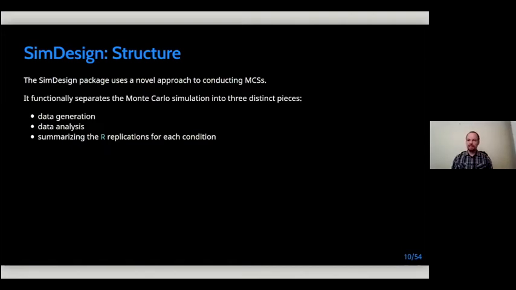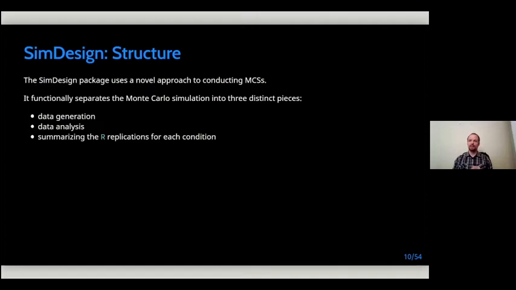So the SimDesign package itself, I want to talk a little bit about the structure so we can get a sense for where we're going. This package uses a novel approach to conducting Monte Carlo simulations that I hadn't seen in other packages. The design philosophy is to functionally separate the whole simulation into 3 distinct pieces: one piece to handle the data generation, one piece to do the analysis, and another piece to summarize all the repeated iterations you're going to be doing of that particular analysis.